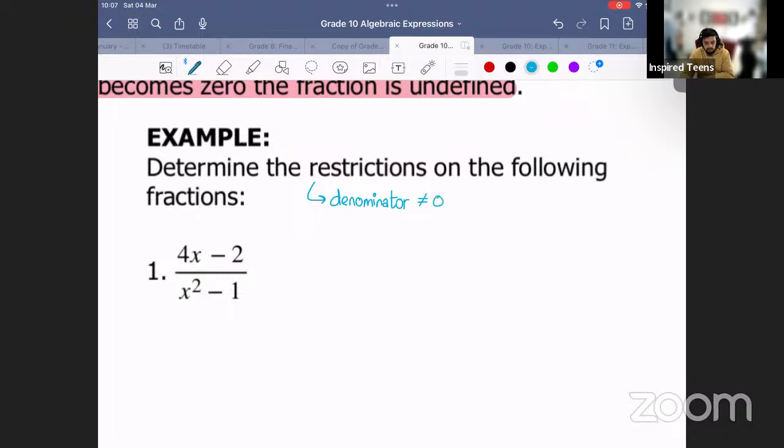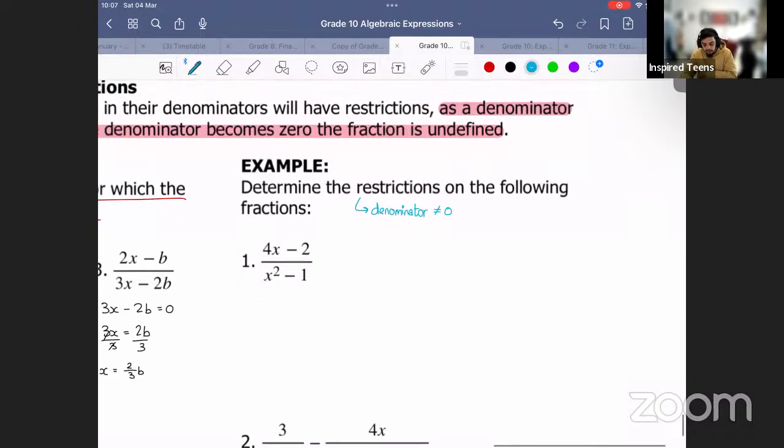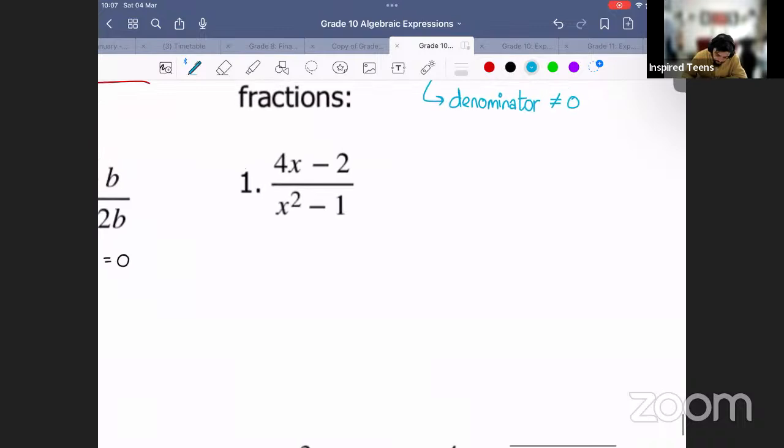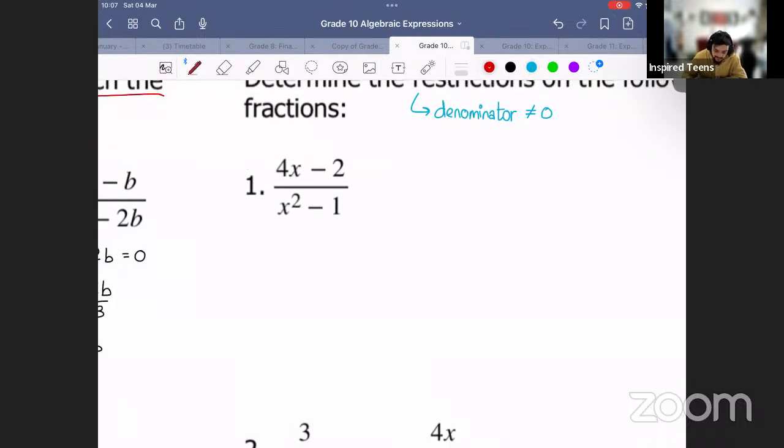The denominator cannot equal 0. As soon as the denominator is equal to 0, that is an issue. So what we do is, anything that makes the denominator 0, we need to find that value and say, okay, this is a restriction. X cannot be equal to this.